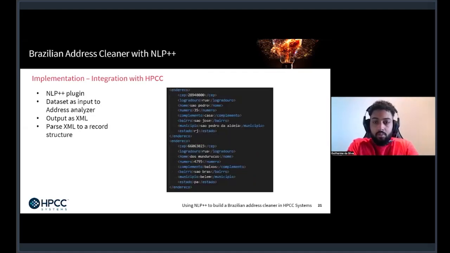Now, to integrate the analyzer created with HPCC, the created knowledge base is converted to an XML file because HPCC works really well with XML. The indentations in the XML serve as the nesting in the record, and thus all the information of an address can be converted to a record.